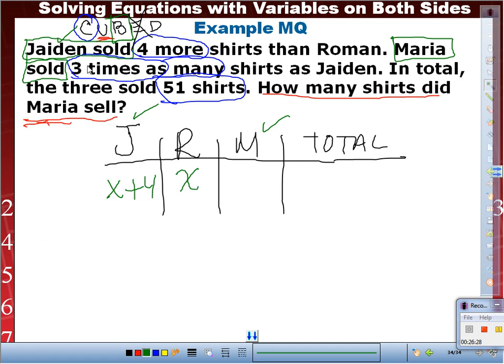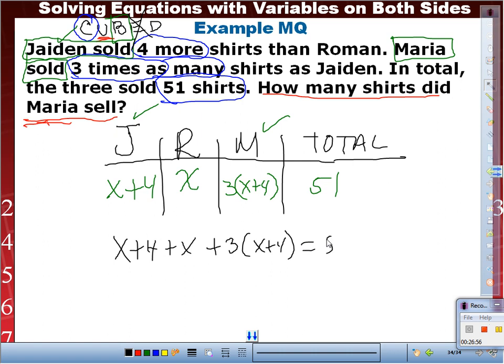Maria sold 3 times as many shirts as who? So what is Jaden? X plus 4. But if Maria sold 3 times, so we multiply that how many times? 3. And what is the total of shirts that they sold? Do you guys see the equation now? X plus 4 plus X plus 3 times X plus 4 equals 51. Do you know how to solve this?